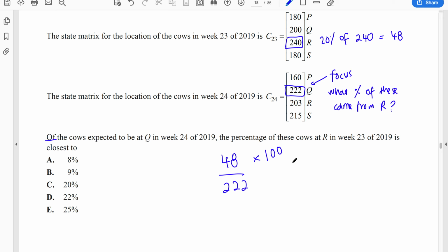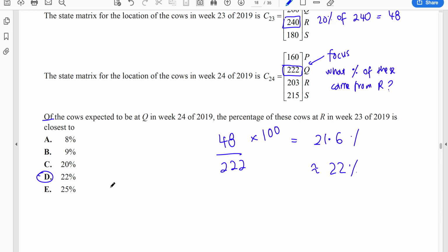And we times that by 100 to get a percentage. It'll come out as 21.6, which when rounded is closest to 22%. So D is the answer for this one as well.